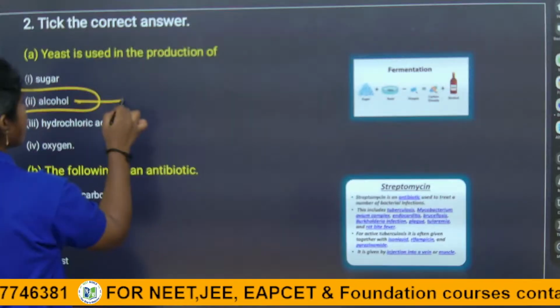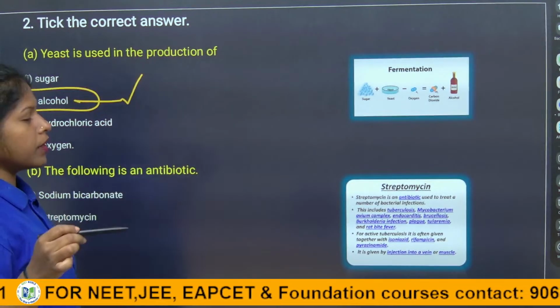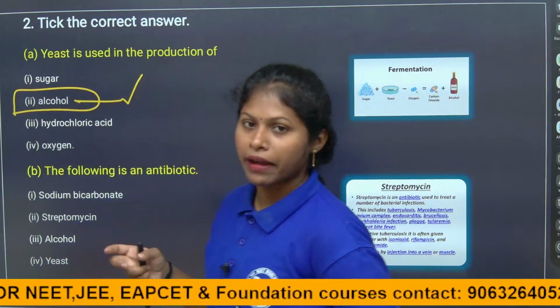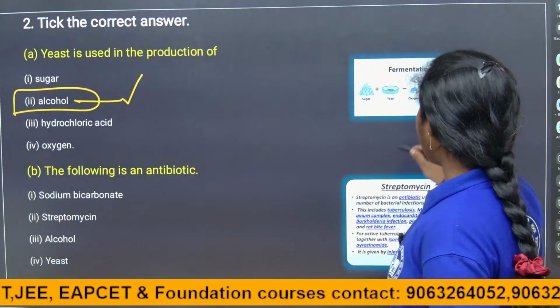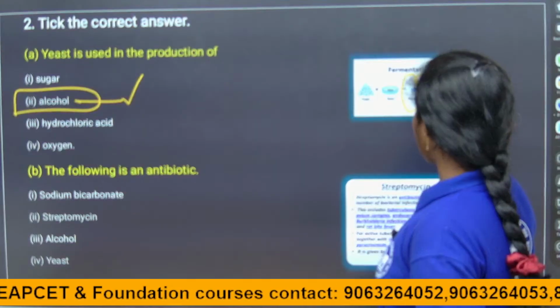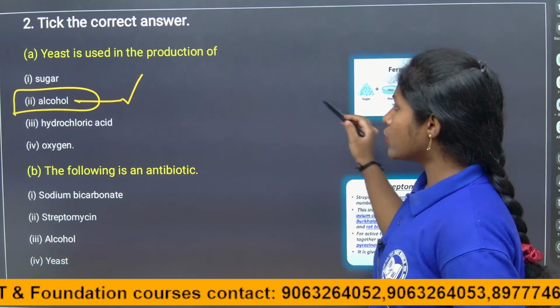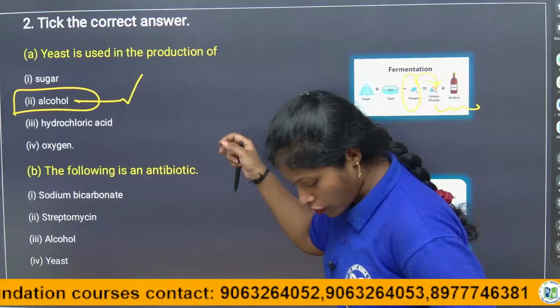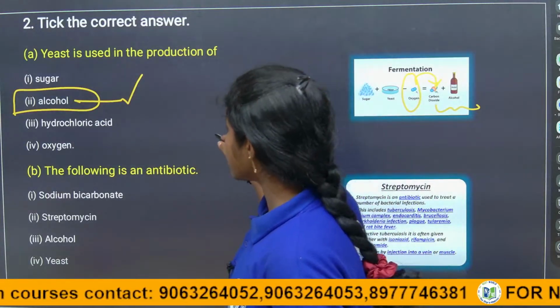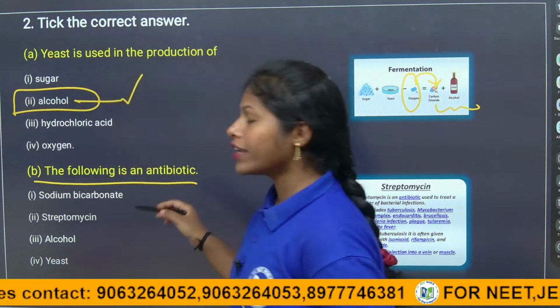The production of alcohol is done in the process of fermentation by breaking down the sugar, eliminating the oxygen, producing carbon dioxide and forming alcohol. So the yeast is used in the production of alcohol, right? The answer is 2. So here the next question, the following is an antibiotic.